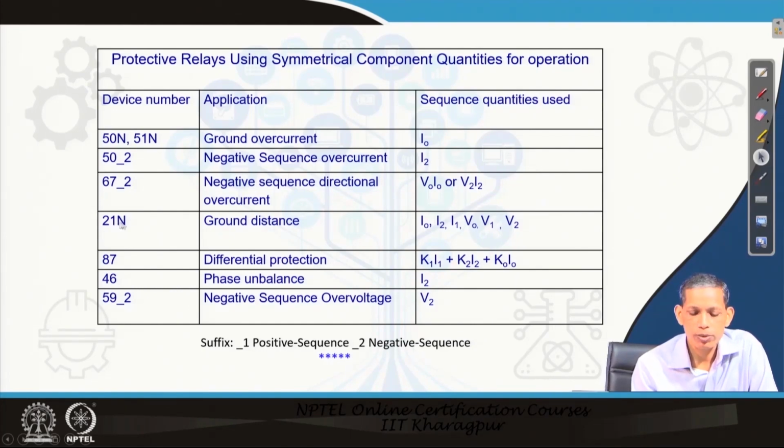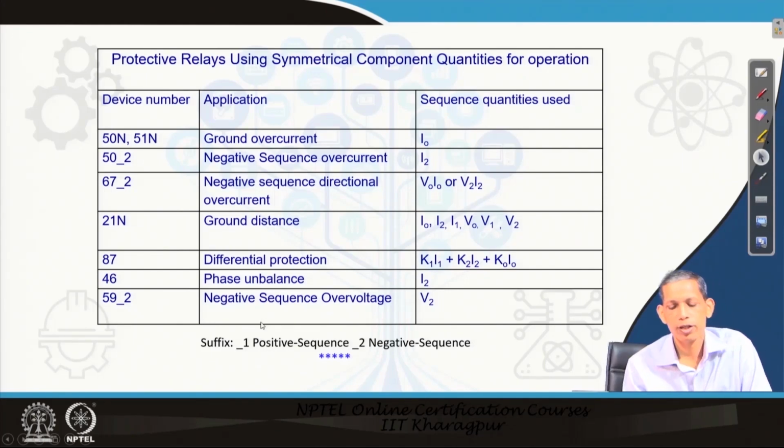21 is for distance relaying; the ground distance relay uses different sequence components for a successful decision making process. 87, the differential protection, uses different sequence components for restraining purposes, and the negative sequence component is also used in the decision process. 46 is phase unbalance, and likewise negative sequence overvoltage, and so there are so many relays provided by manufacturers today using the sequence components for this perspective.